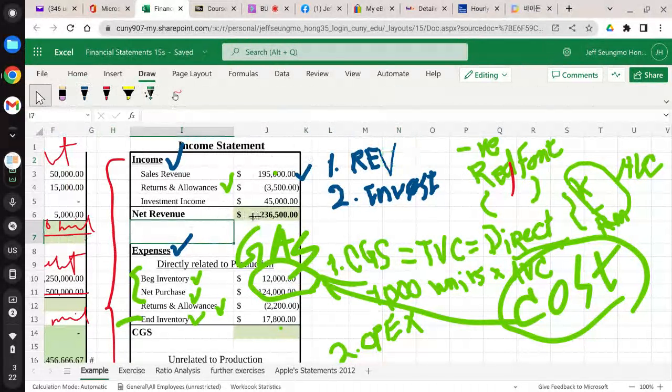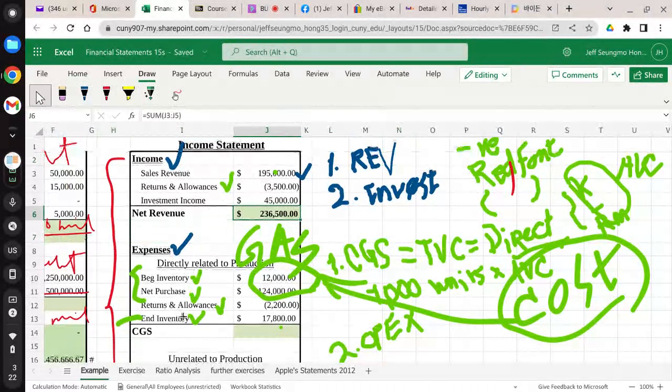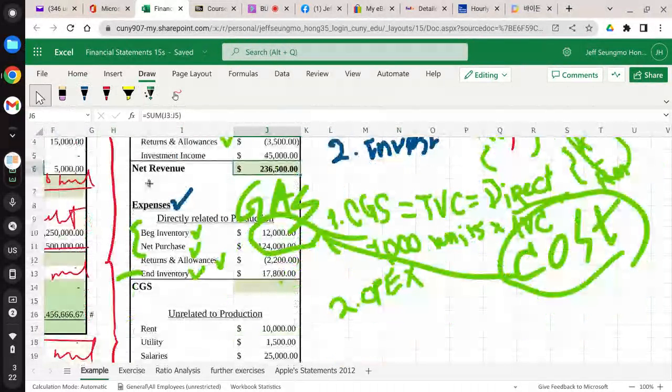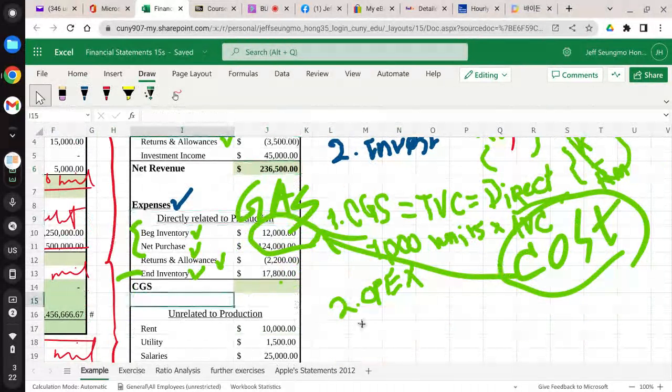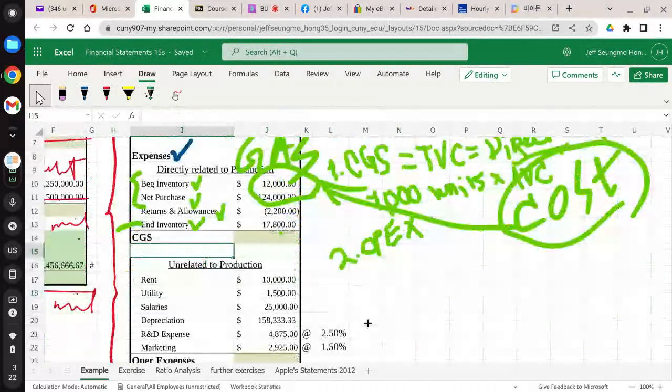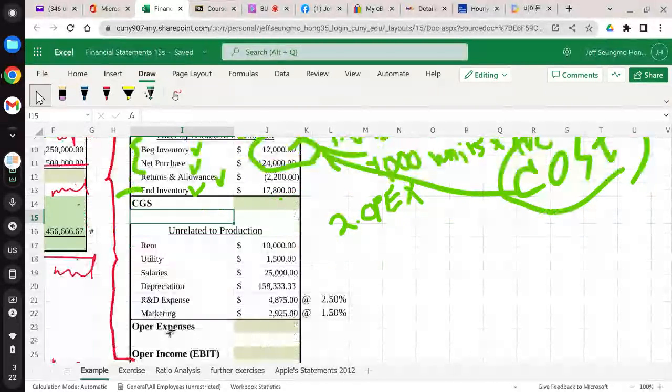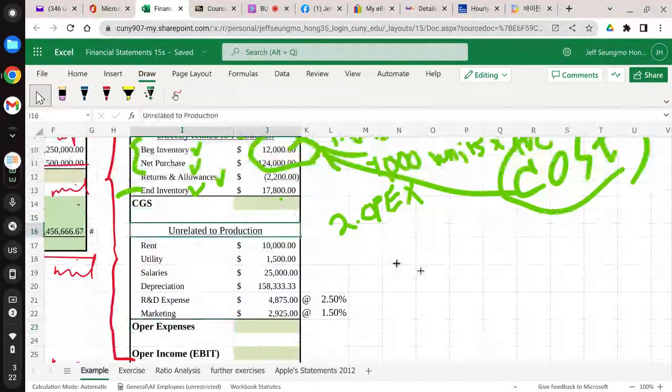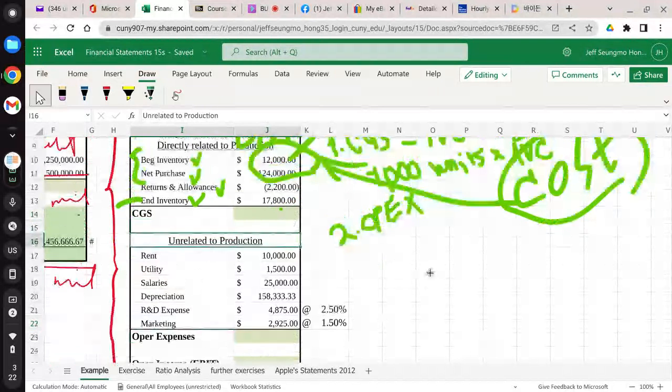All right, so we came to net revenue. Now we need to calculate the direct cost and indirect cost, the expenses section. But first, it's the direct cost. It's directly related to production. So in other words, total variable cost, which is also called CGS in accounting, and the OPEX, which is operating expenses, indirect cost.